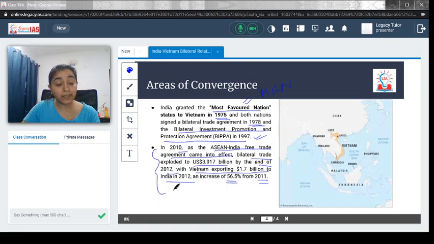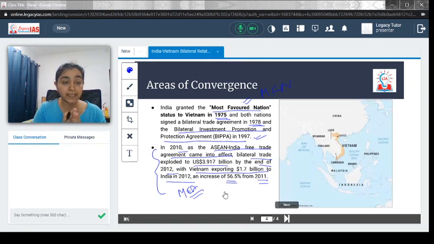This is the data present in the MEA document. You can Google it and search for the latest data, but the idea goes along the lines that once India signed a free trade agreement with the ASEAN countries, the trade between India and Vietnam also increased. So these are the areas of convergence, or you can say India and Vietnam do share good economic ties.